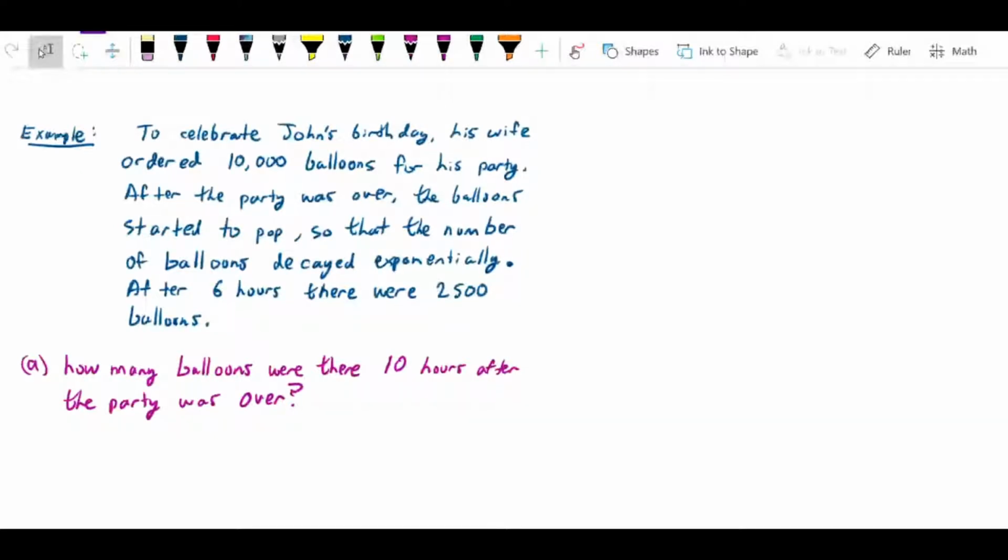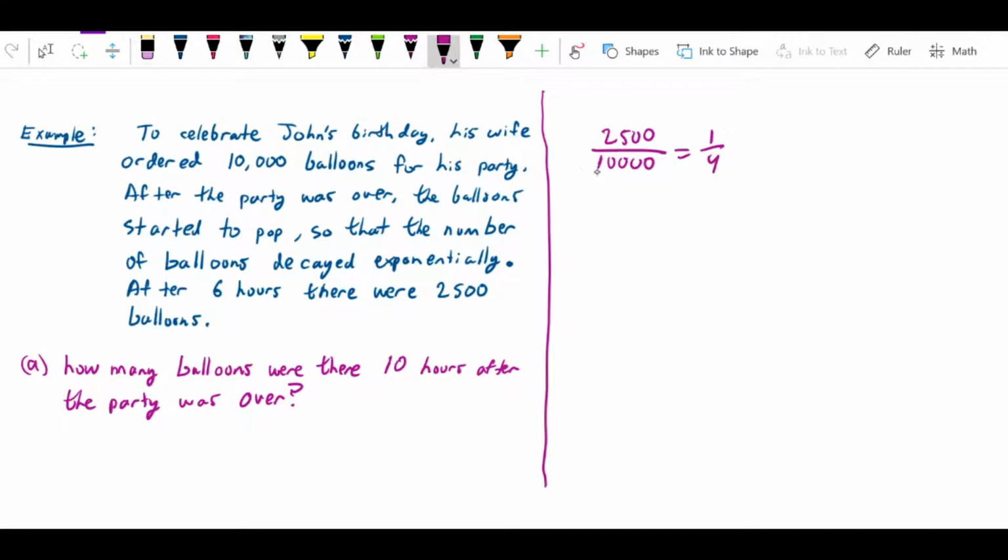After the party was over, the balloons started to pop, and the number of balloons decayed exponentially, such that after 6 hours there were only 2,500 balloons left. So, how many balloons were there 10 hours after the party is over? So what we know is that 6 hours after the party is over, there were 2,500. So we know that the number of balloons was 10,000, and now it's 2,500. And so that ratio equals 1/4.